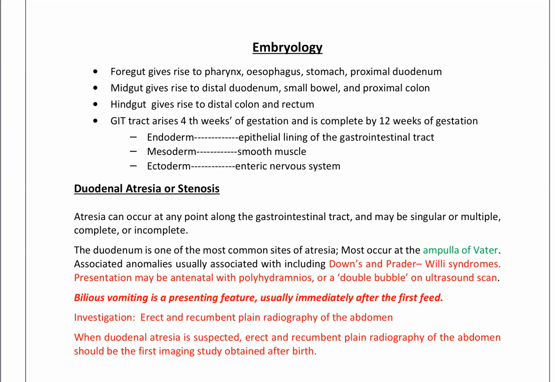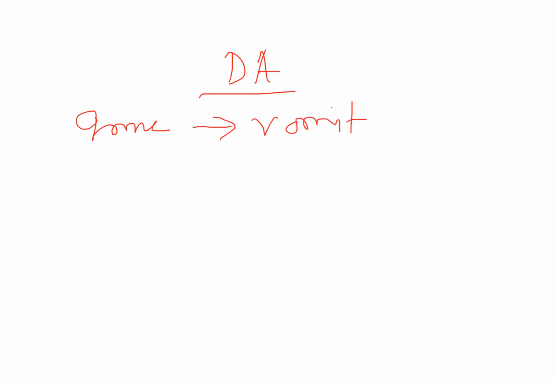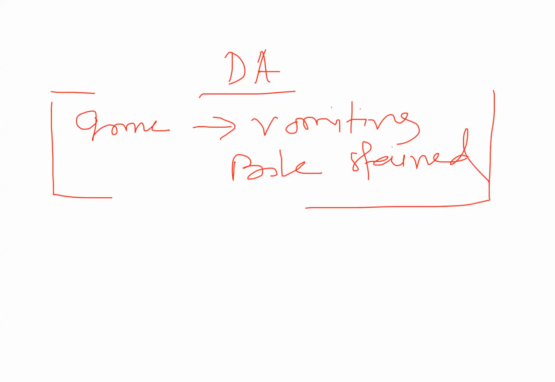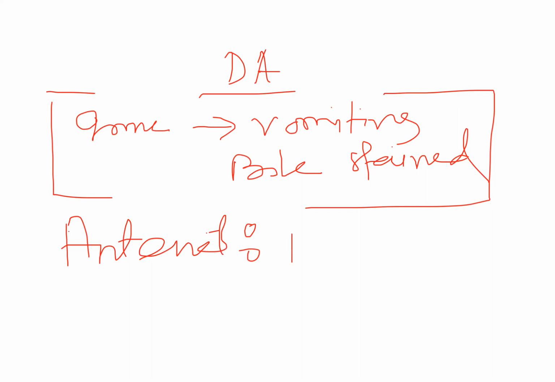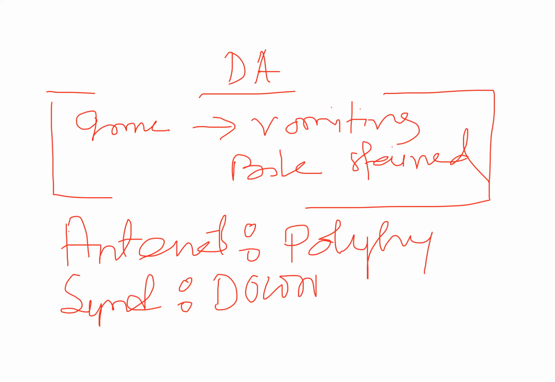So for duodenal atresia, what is the most important thing? How does it present? Duodenal atresia presents immediately after birth with vomiting, and it is bile-stained vomiting. That is the presentation after birth, but antenatally they will present with polyhydramnios. Some syndromes are associated with this: Down syndrome, Prader-Willi, different syndromes, but most importantly Down syndrome, okay.